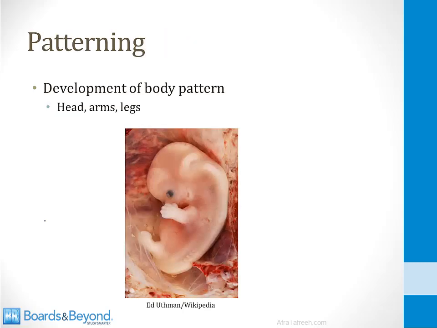The first thing I want to do is define an important term, and that's the term patterning. The fertilized egg, which is a single cell, becomes a multicellular organism with a head, arms, and legs, also with organs like the heart in a certain position and the kidneys in a certain position, and that process is called embryonic patterning, and many of the genes we'll talk about in this video are important for normal patterning of the embryo.